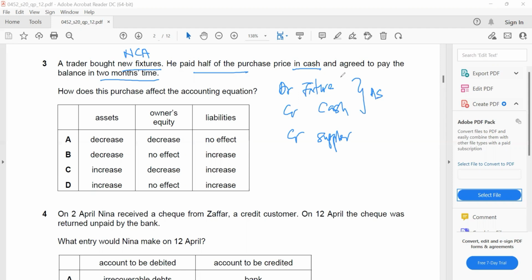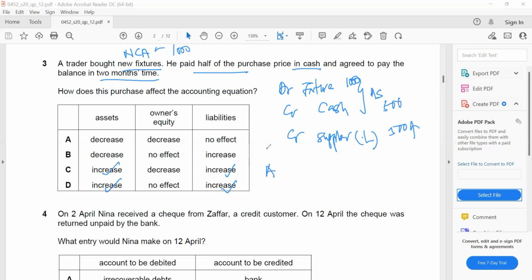Okay, let's take an example. This is 1,000. Pay half means this is 1,000, this will be 500, this one will be 500. So the net impact for the asset will be an increase. Whereas coming to the supplier, supplier credit also means an increase. This is under the liability section. So liability will increase by 500.